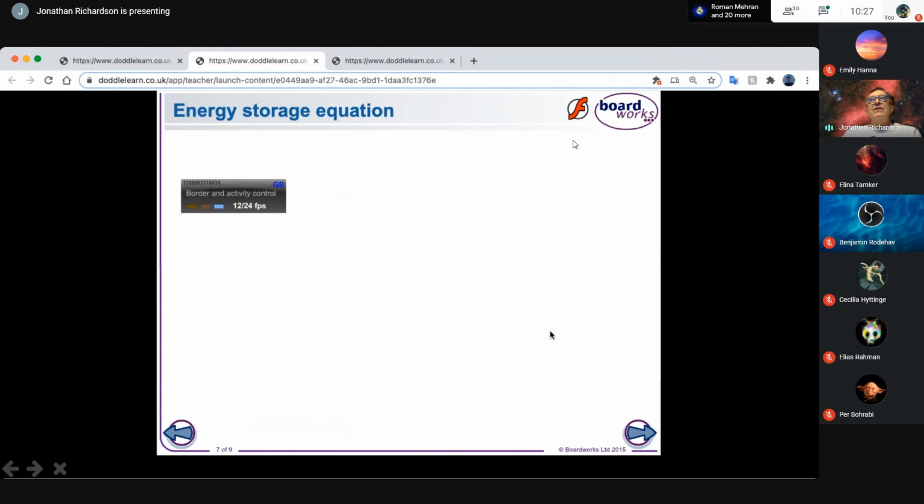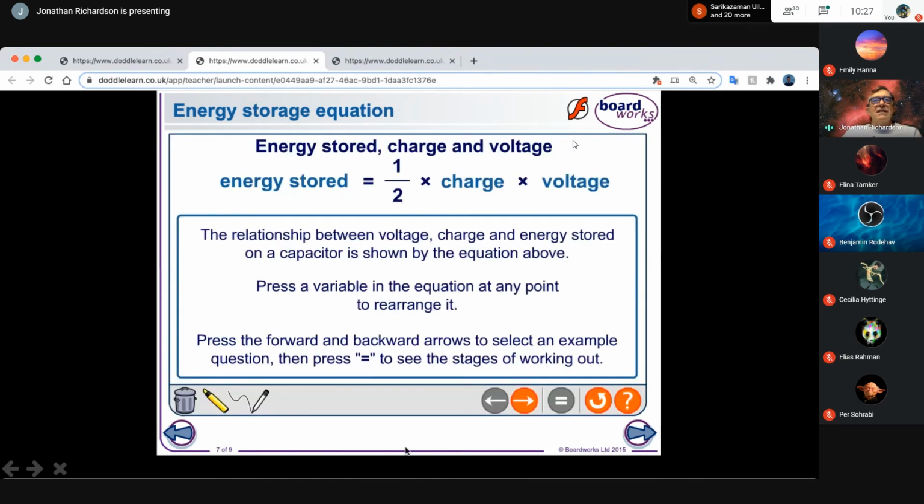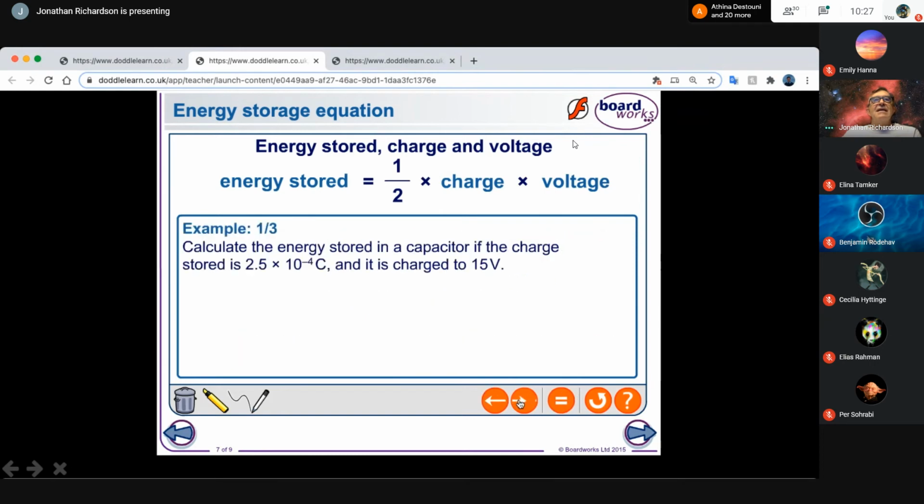So, final activities for today's lesson. We're almost at the end now. We have again a formula. So the energy stored is a half the charge times the voltage. So let's see how we can work on that. Calculate the energy stored in a capacitor if the charge stored is 2.5 times 10 to the minus 4 coulombs and it's charged to 15 volts. So calculate now and let's see some answers.